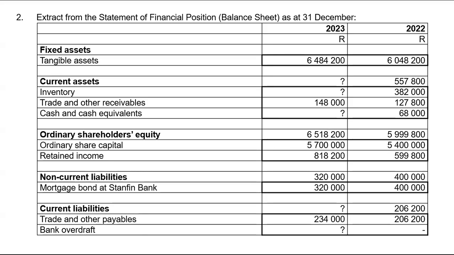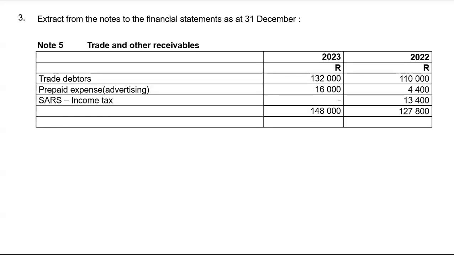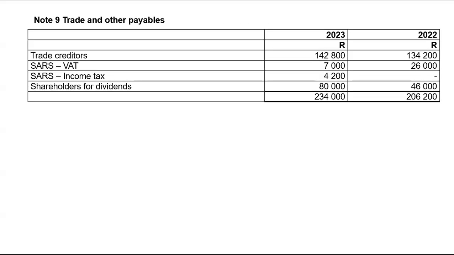And for current liabilities, I didn't see anything about my bank overdraft. I didn't have it last year, but this year it's a question mark. And when you check cash and cash equivalent, there's nothing there. So there's a high chance that I might have had a bank overdraft, but I'll have to read further. Okay, so I'm given trade and other receivables. For trade and other receivables, the only thing I will exclude here will be SARS income tax, and you just compare. Trade and other payables, I will exclude SARS income tax as well as shareholders for dividends and just compare.